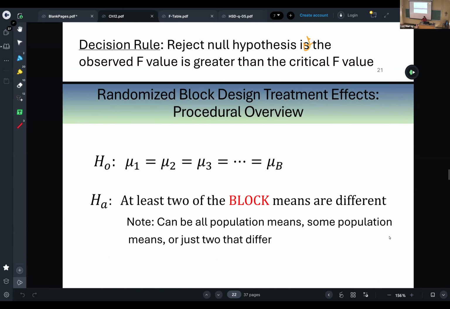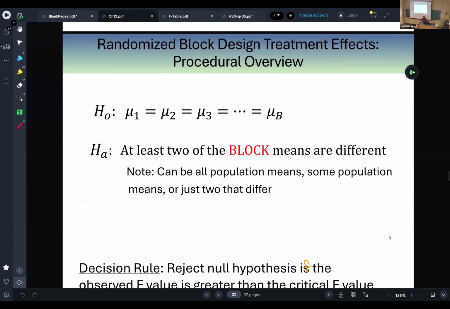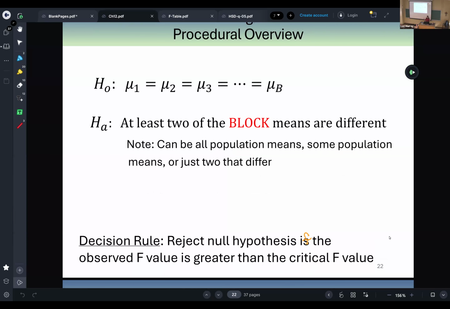And we can also hypothesize for the blocks that all their means are equal against the alternative, at least two of them are different. Can be all the population means, some of the population means, or just two. Same rule, we don't make anything up, we keep everything consistent. The decision rule is exactly the same. We reject the null hypothesis if the observed F value is greater than the critical value.